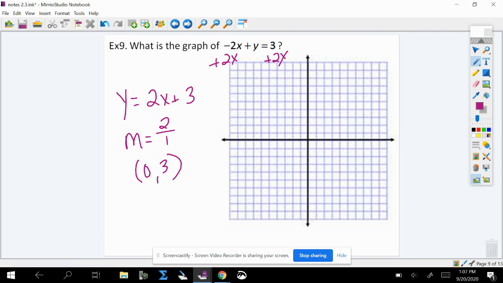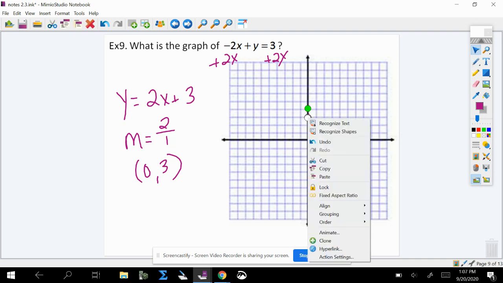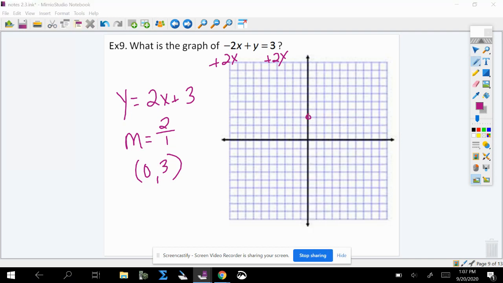I'm going to start at (0, 3), so on my y-axis I'm going to go up to (0, 3). Draw it real easy for you to see. And then from that point, my slope tells me since it's positive 2, I'm going to go up 2. Since it's positive 1, I'm going to go right 1. So from that point, I'm going to go up 2 units, over 1 unit to this point right there, and then I'm going to draw a line through that point. Again, I went up 2, and then I went over to the right 1 to get the second point.